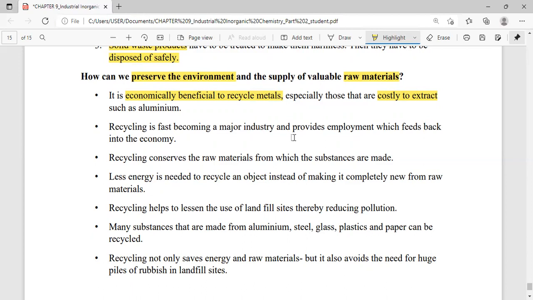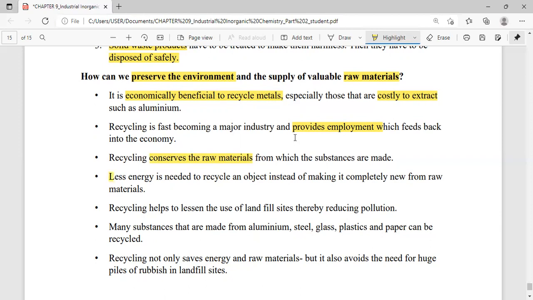Now, recycling is fast becoming a major industry and it provides employment for people. You can see quite a number of recycling centers nowadays, so people can earn a living by recycling objects. Recycling conserves the raw materials. Instead of taking the ore from the ground all the time, we can recycle whatever is already there, so that the raw material will remain for a longer period of time. Your children and grandchildren can all use them for the coming generations.